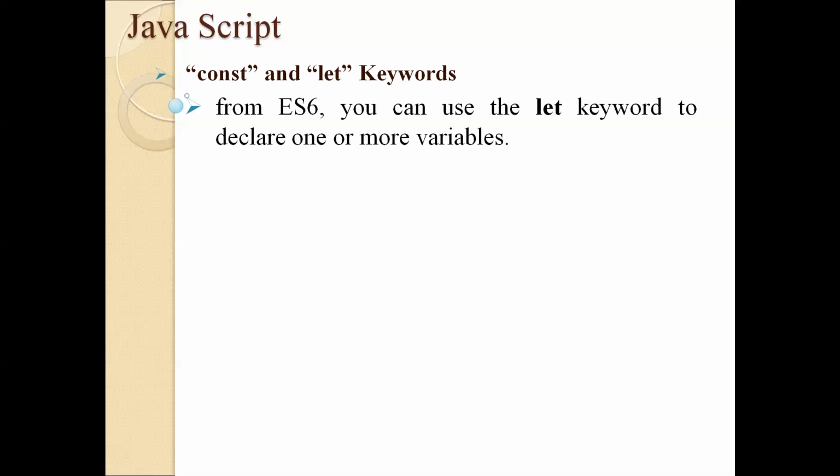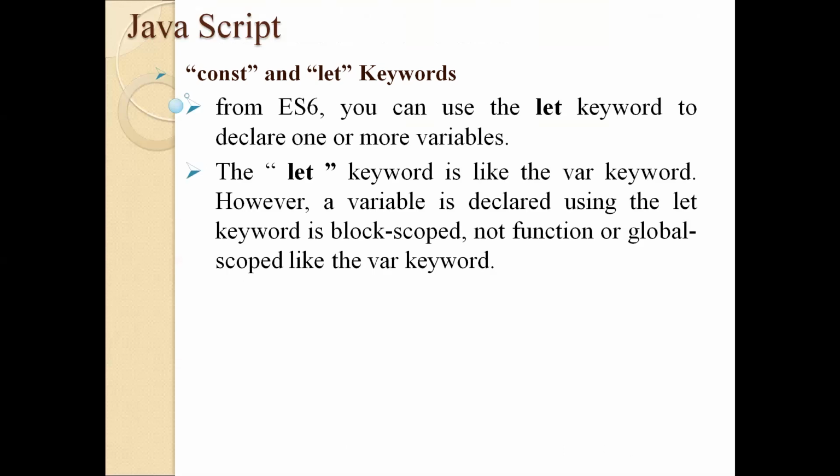Along with the constant keyword, we have a let keyword, which is used to declare one or more variables. Here, let is like a var keyword. Till now we have seen the var keyword, which in JavaScript is used to declare variables. Let keyword is very similar to var keyword. However, a variable declared using the let keyword is block scoped. Here there is some difference.